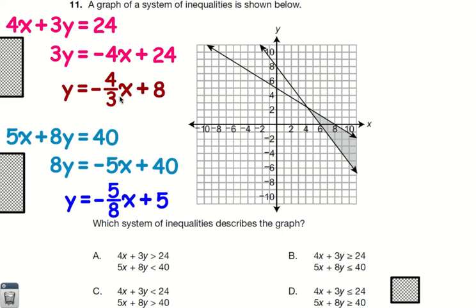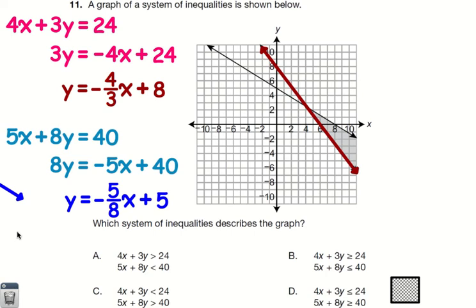So on the graph, y equals negative, so this would be m, this would be b, and so it turns out that on the graph, this is the 4x plus 3y whatever 24. Okay? And it turns out that this guy, because that would be m and that would be b.